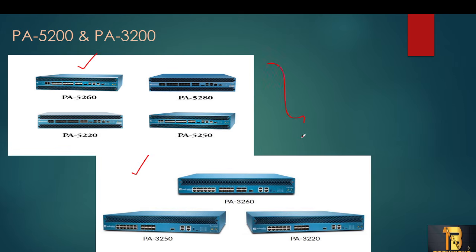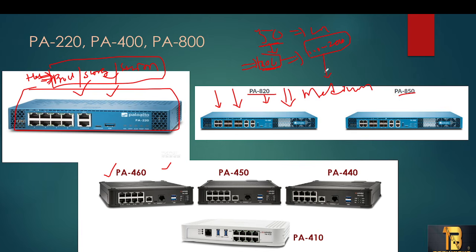These 5200 and 3200 firewalls are mostly used in large scale enterprises like Infosys, Genpact, or Accenture. All these MNCs, right? Mostly you can see these types of firewalls in large enterprises. And now your company has grown big again, and you are maintaining a data center.